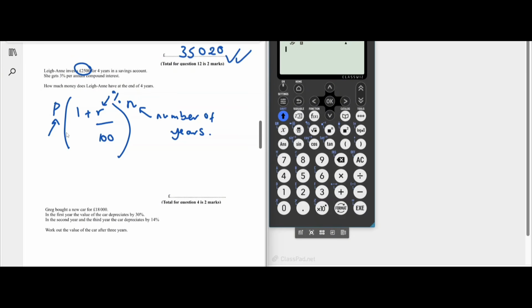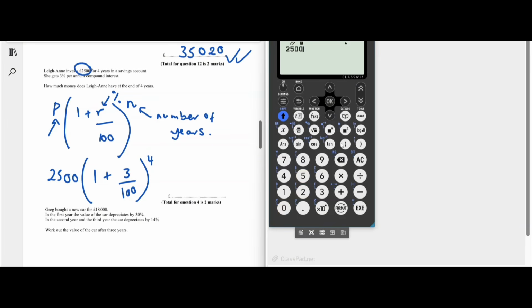So all I need to do is plug the values in. So I would write your working out here as well, just in case you type something wrong in your calculator. So 2,500 is my principal amount. 1 plus my interest rate, which is 3%. You don't put percent, you just put 3. And then N is the number of years, which is 4. And then you literally just type that in exactly like that on your calculator.